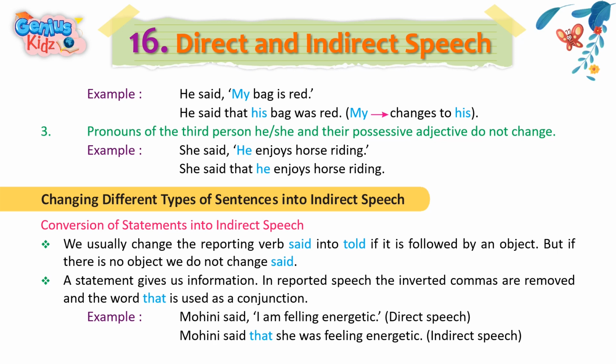Changing different types of sentences into indirect speech. Conversion of statements into indirect speech. We usually change the reporting verb said into told if it is followed by an object. But if there is no object, we do not change said. A statement gives us information. In reported speech, the inverted commas are removed and the word that is used as a conjunction. Example: Mohini said, "I am feeling energetic." Direct speech. Mohini said that she was feeling energetic. Indirect speech.